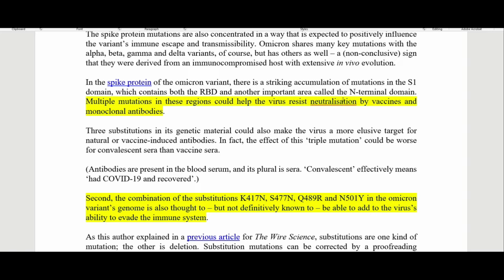So neutralization by vaccines and monoclonal antibodies. Monoclonal antibodies would be like the antibodies that your body makes, and vaccines would also be antibodies that your body makes because of the vaccine. The monoclonal antibodies are used as a treatment, like if you get the monoclonal antibody treatment for this. So this is saying that the virus could resist neutralization by these things.